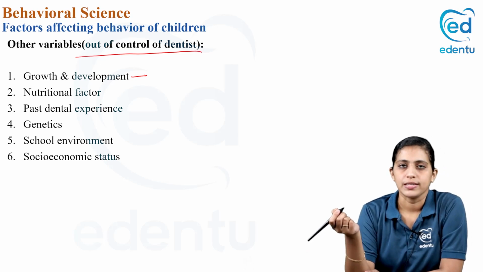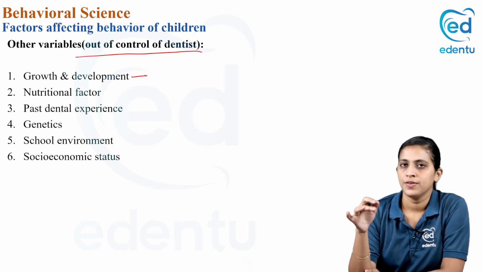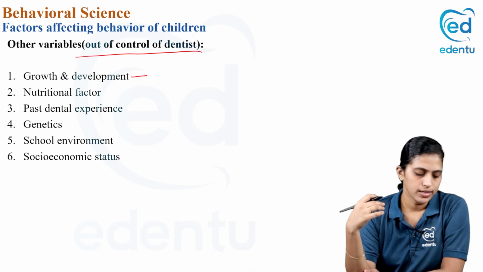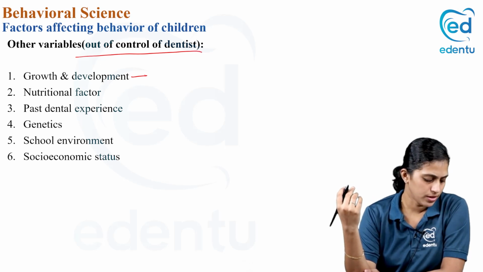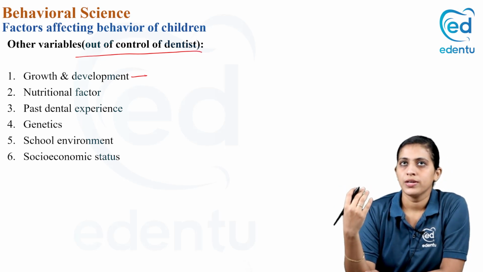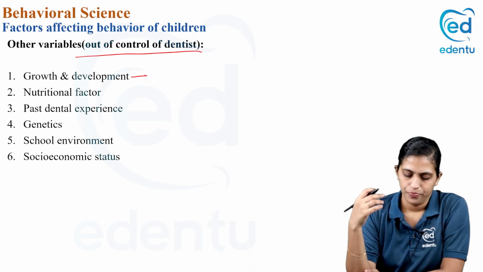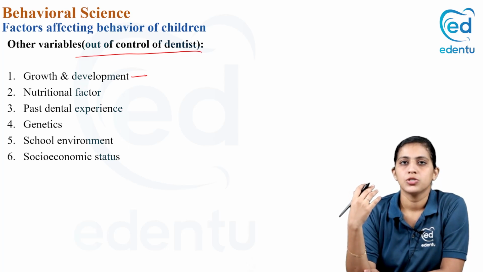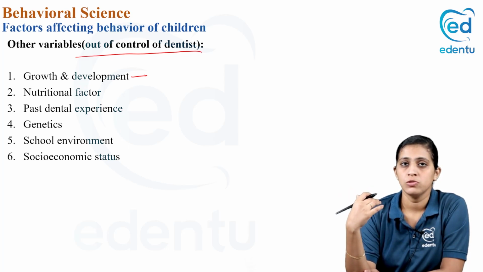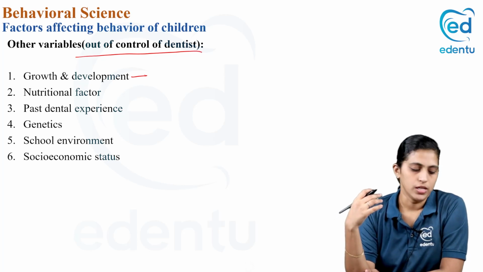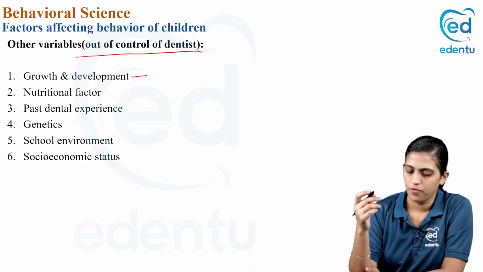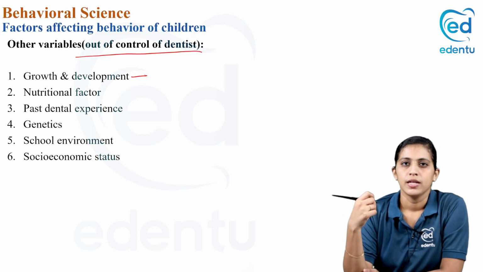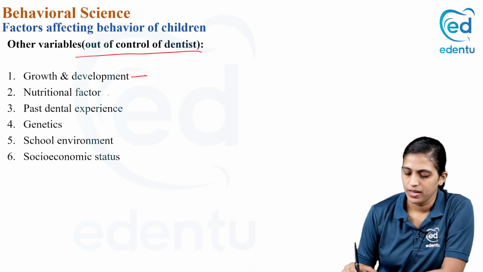Next is nutritional factor. So nutrition indirectly has an effect on the growth and development of the child. Also, if the child has a nutrition deficiency, it affects the milestones of the child. Also, if the child is used to foods with high sugar, then the child will have a very irritable type of behavior. And if the child is hypoglycemic, they start showing criminal type of behavior.